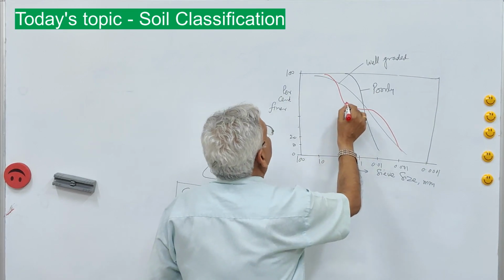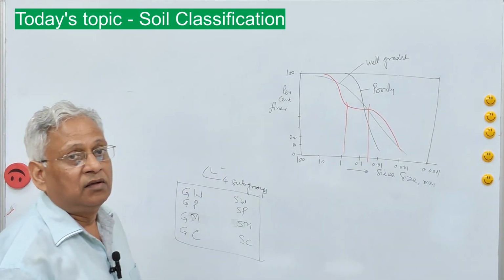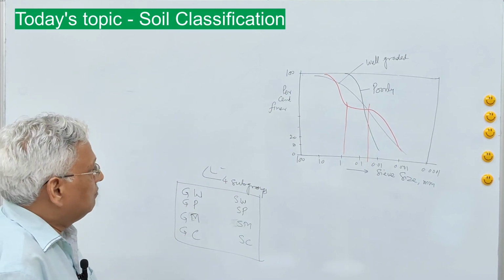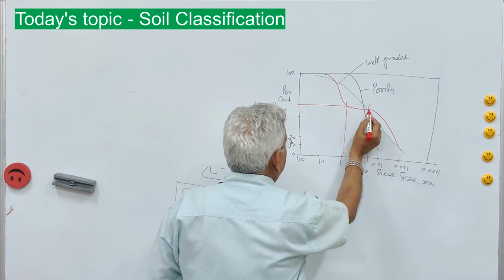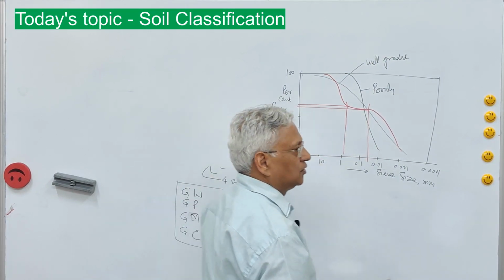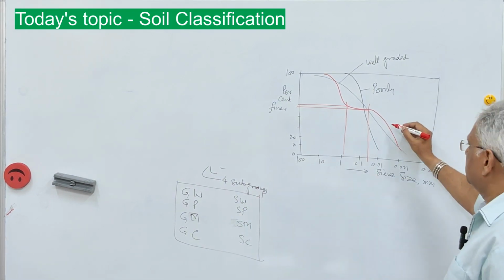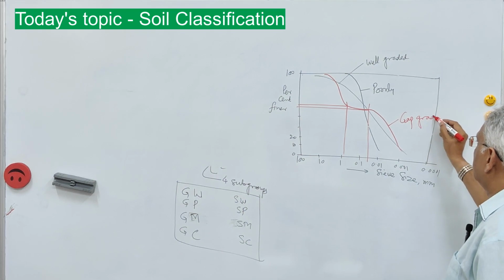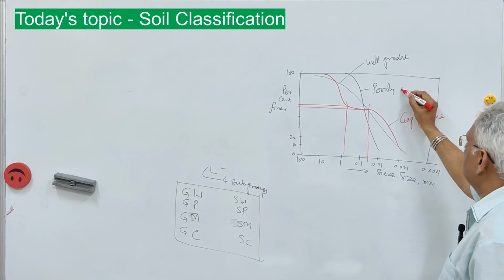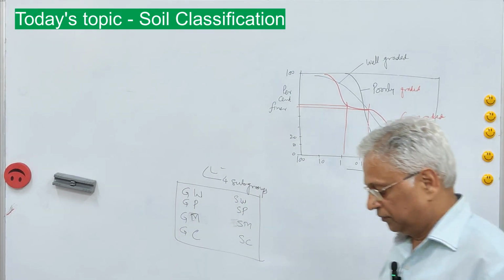Now here you see from this size, let us say 1 millimeter to 0.06 millimeter or 0.075 millimeter, the percent passing between these two sizes is extremely low. So there is a gap in this distribution. So that is gap graded. Gap graded, and this is poorly graded material or soil or gravel.